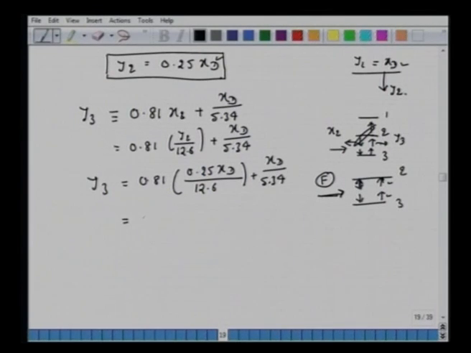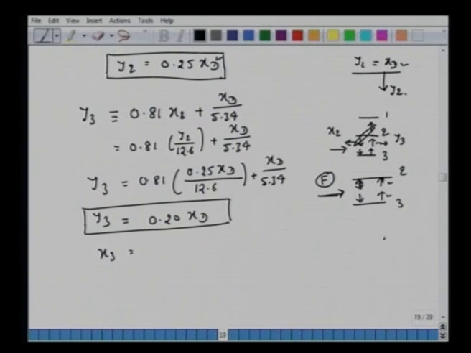So now we have another expression, y3 as 0.20 xt. So this y3 is now known to us. Once we know y3, all right, we can calculate now x3. So this is the third stage, and the composition here is x3. So x3 will be equal to y3 divided by 12.6, equal to 0.016 xt.